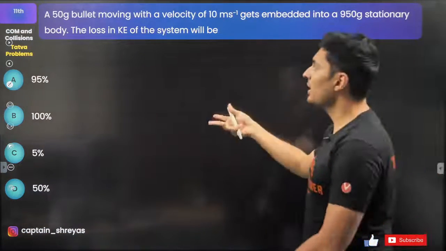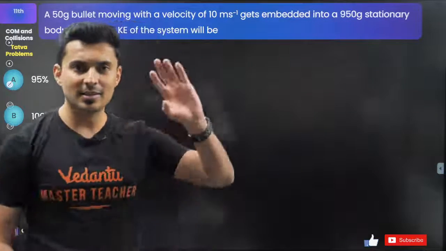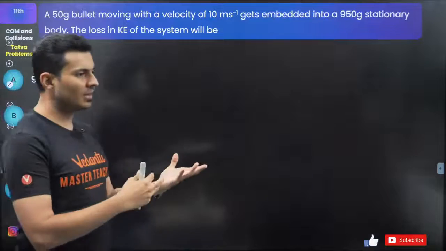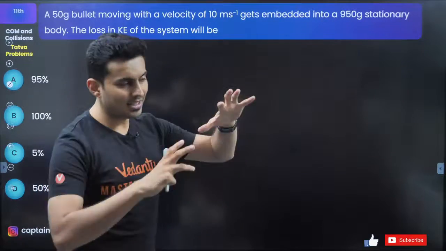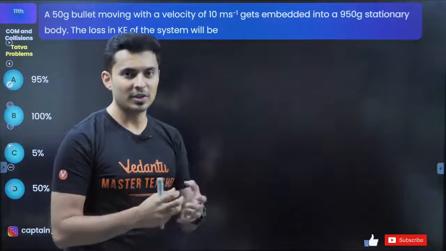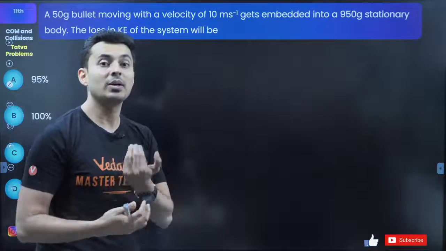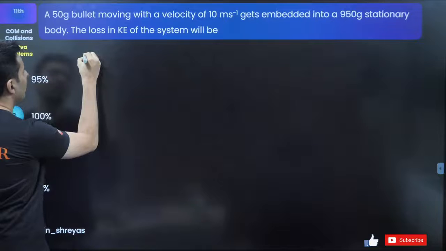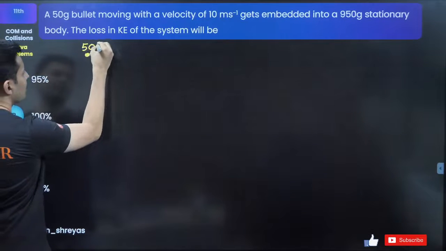Here is a numerical question on that similar idea. Let's try to solve this. So this is what happens in Tattva. There are some conceptual questions, then some situation-based questions, some calculative questions, so that you develop the concept. Okay, so here is our bullet of mass 50 grams.